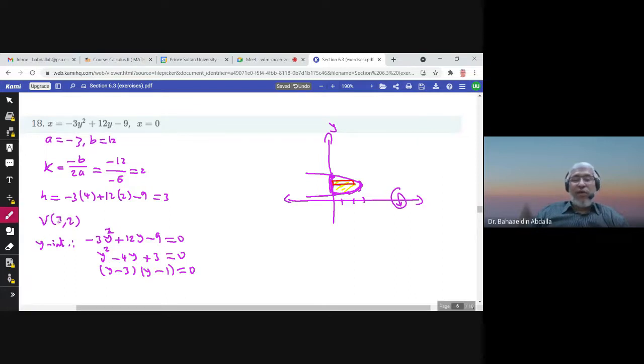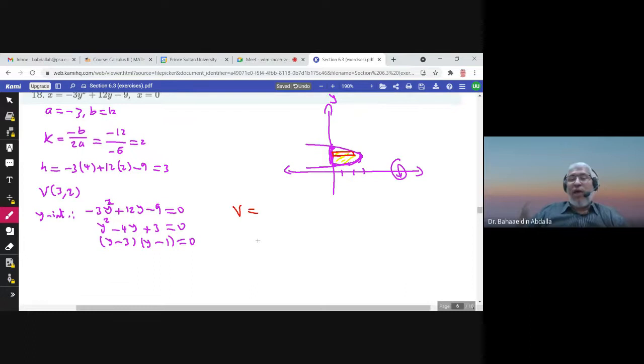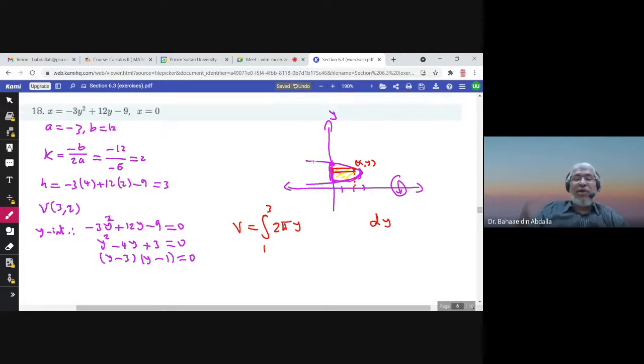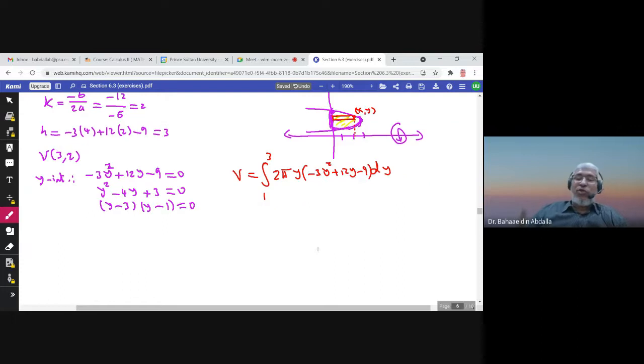So the volume here would be with respect to y, because the width of the rectangle is dy, and y from 1 to 3, and 2 pi times the radius. The radius is this distance, which is always y, and the length of the rectangle is the x, this x, and this x is the x of this point which lies on the parabola. So it is negative 3y squared plus 12y minus 9. So 2 pi times the radius times the height, this will give you the volume.